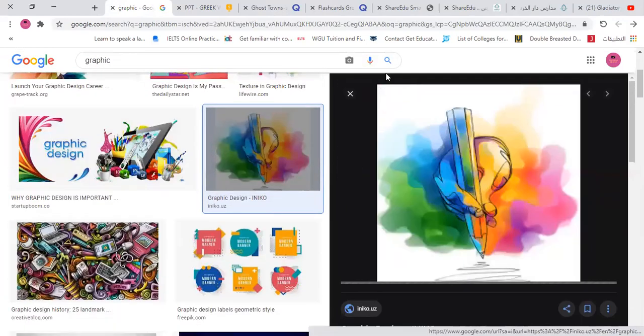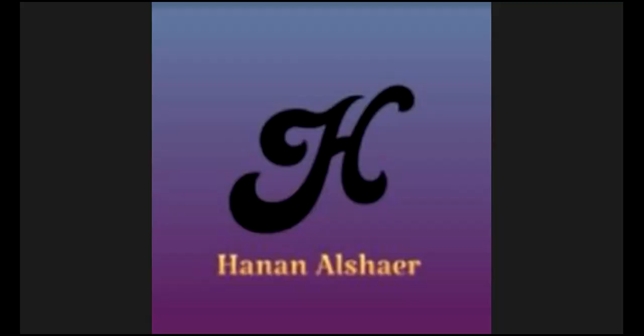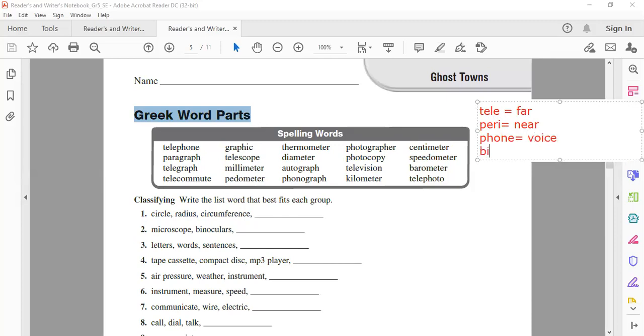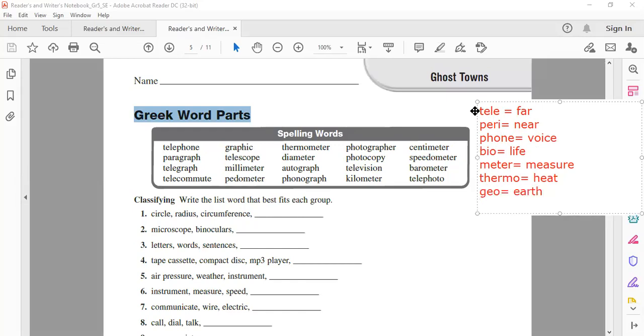Graphic. Okay, my girls, let's go now to page 364. Do you have any question until now? No. We have these words that came from Greek. Tele, it means far. Peri, it means near. Phone, it means voice. Bio, it means life. Meter, it means measure. Thermo, it means heat. You can write this with me or take a screenshot of it. Geo, it means earth. What else? Graph, which means something written.